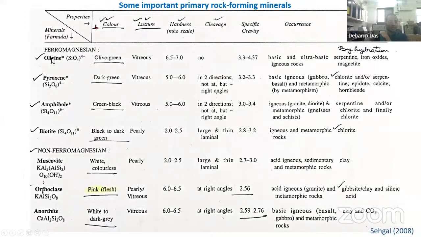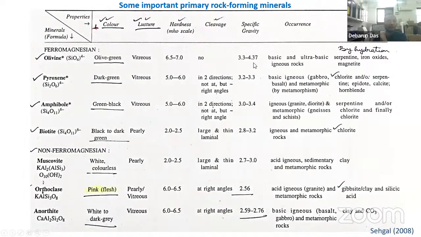Color, you just remember this. Try to remember: olivine is olive green, pyroxene is dark green, like that. The color you try to remember. After that, if your brain permits, then you can also remember the luster. But it is very unlikely that they will ask the luster. Very likely that they can ask the color. Cleavage, very unlikely, they will not ask.